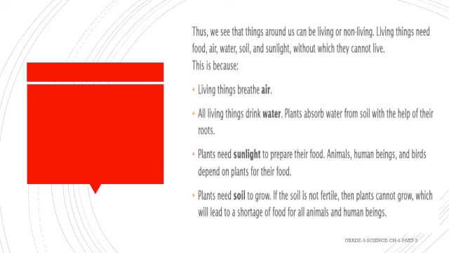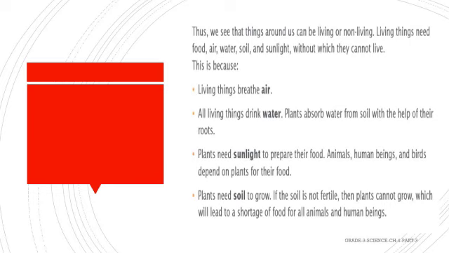So let us see. Living things breathe air. All living things drink water. Plants absorb water from the soil with the help of their roots. Water is needed by both. Air is needed by both plants and animals. So we drink water. Likewise, plants absorb the water from the soil with the help of roots.